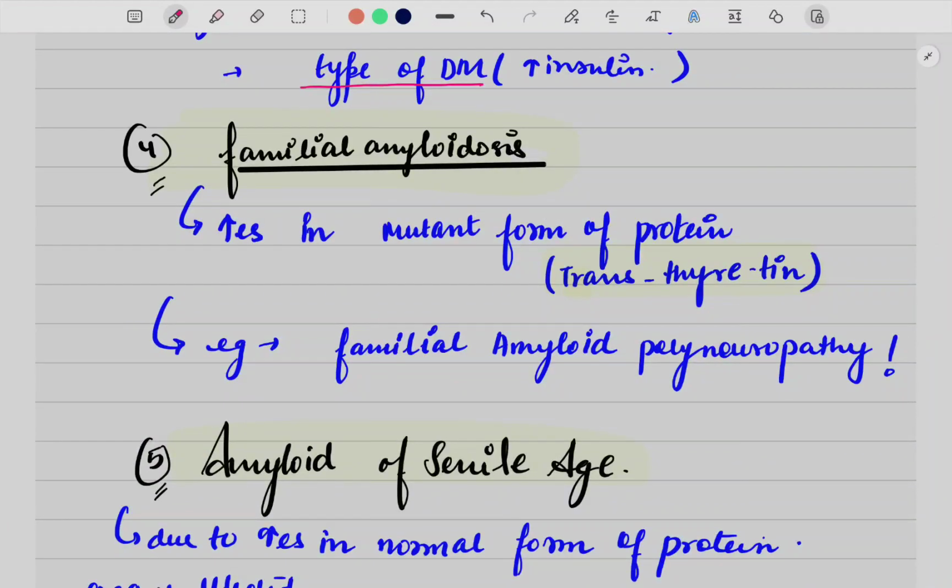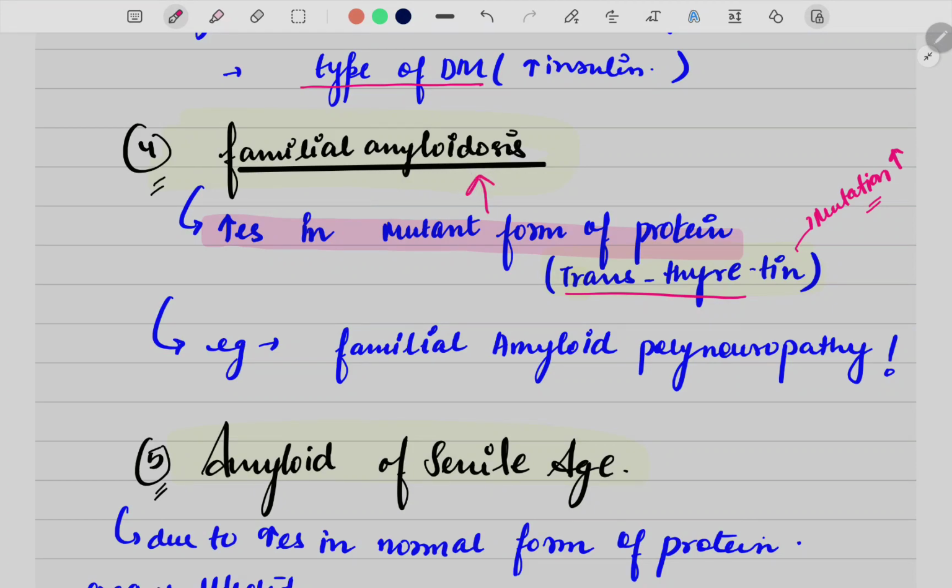As the name suggests, it is a familial type. So the most common thing you'll see here is the increased mutant form of protein is the reason why this is happening. So usually we have a protein known as transthyretin. When the transthyretin undergoes mutation and this mutated level is going to get increased, it leads to your familial amyloidosis.